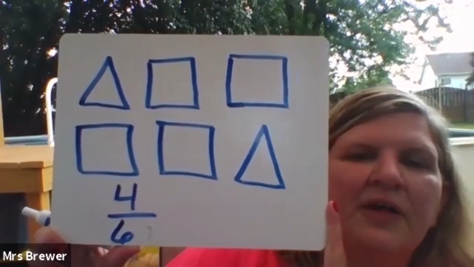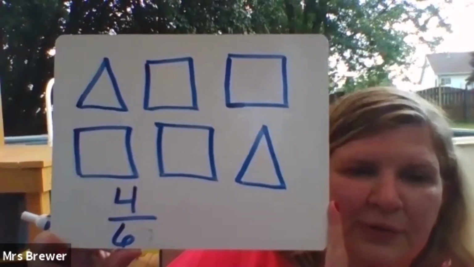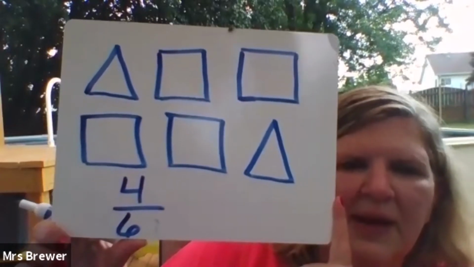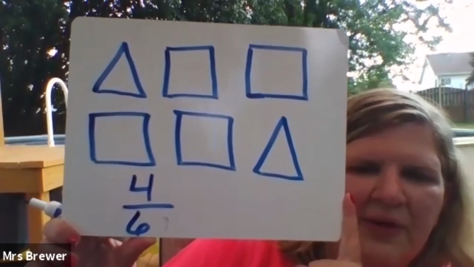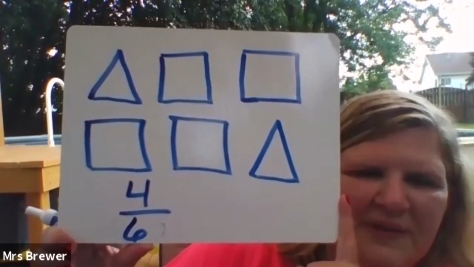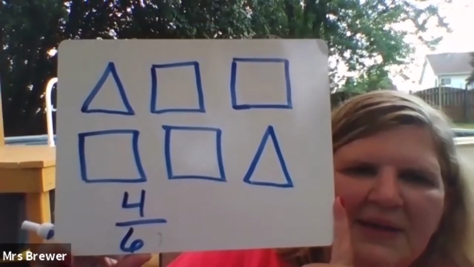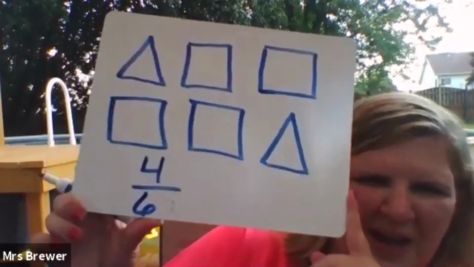Oh, because the 4 squares are my quadrilaterals. So that would go on top because I asked how many were quadrilaterals. And then there are 6 shapes in all. So 6 had to be my denominator. Great job, boys and girls.